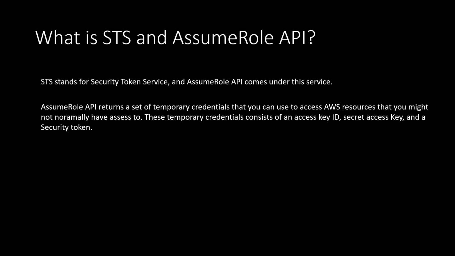When the user calls the AssumeRole API, or when we call the AssumeRole API for that user, the AssumeRole API returns some temporary credentials to us which consist of an access key ID, secret access key and security token. These temporary credentials are returned to us by the AWS STS service, and we can use these credentials to assume the role for this user. To understand it better, let us have a demo now.